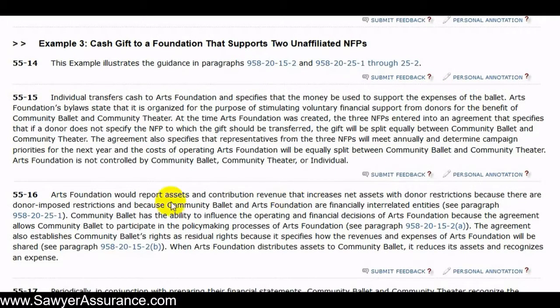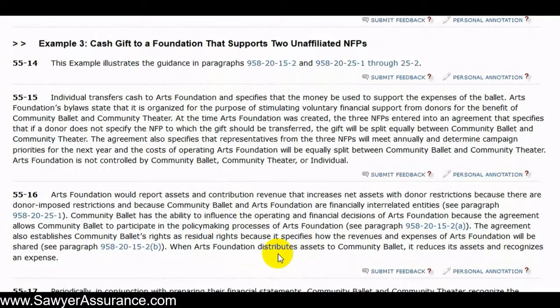So in that case, whenever the Arts Foundation receives the transfer of cash from the donor, then it'll report the assets and contribution revenue that increases net assets with donor restrictions, because the donor specified that this cash is restricted for the ballet. Eventually, whenever the Arts Foundation sends this money to the ballet, then it would record an expense and a reduction in its assets.